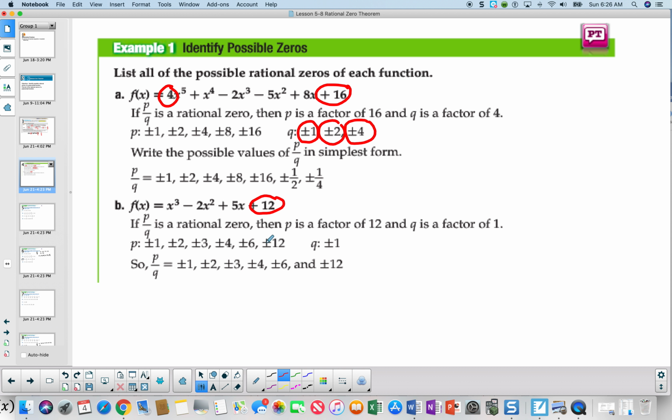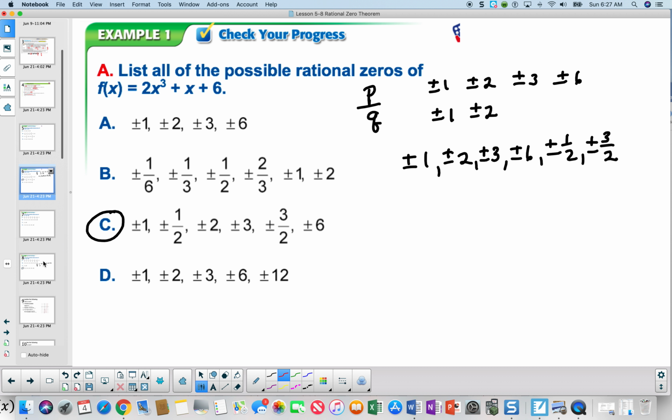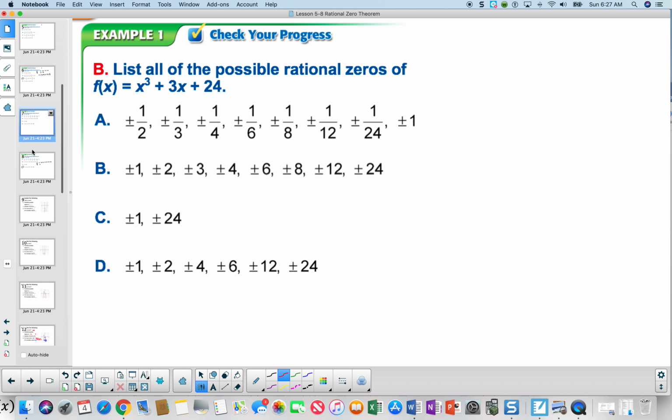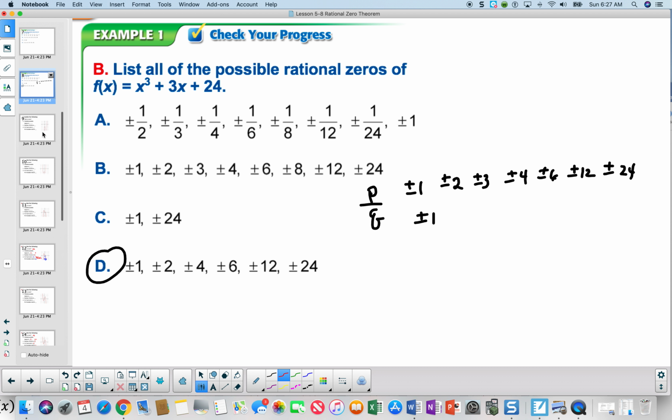All right, on the B problem, we're going to find factors of 12. Here they all are. Since the leading coefficient is 1, then it's only going to be plus or minus 1. So these are all the answers that are possibilities. Pause and see if you can find all the possible rational zeros. And here's the answer. Pause, see if you can find them. And here are all the answers.